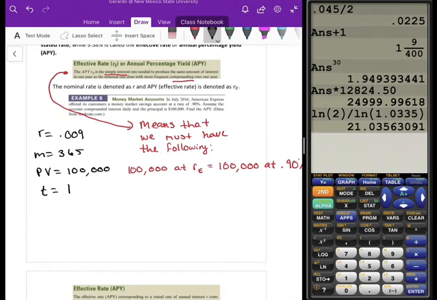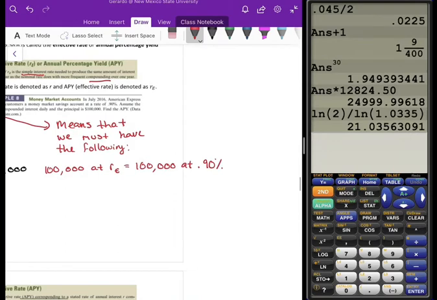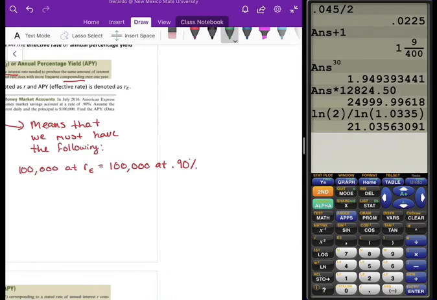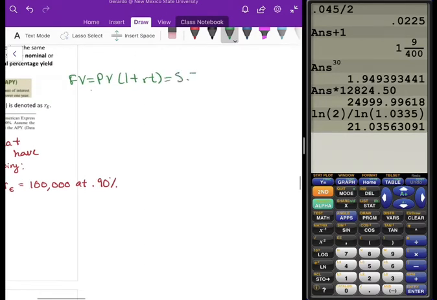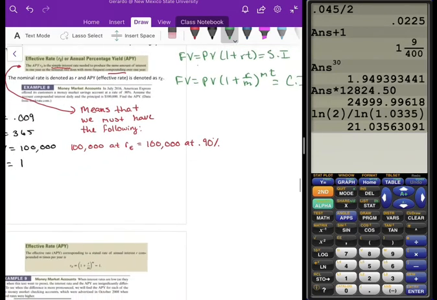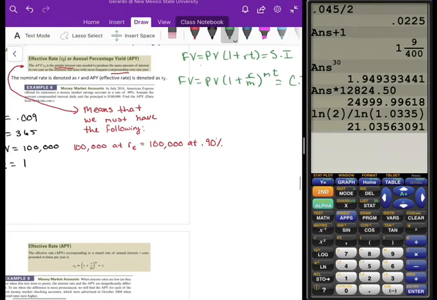So how are we going to do this one? This is actually pretty interesting. We're going to use both formulas. Remember, simple future value equals present value times 1 plus RT is for simple interest, and future value equals present value times 1 plus R over M to the MT is compound interest. We're going to use them both and set them equal to each other.